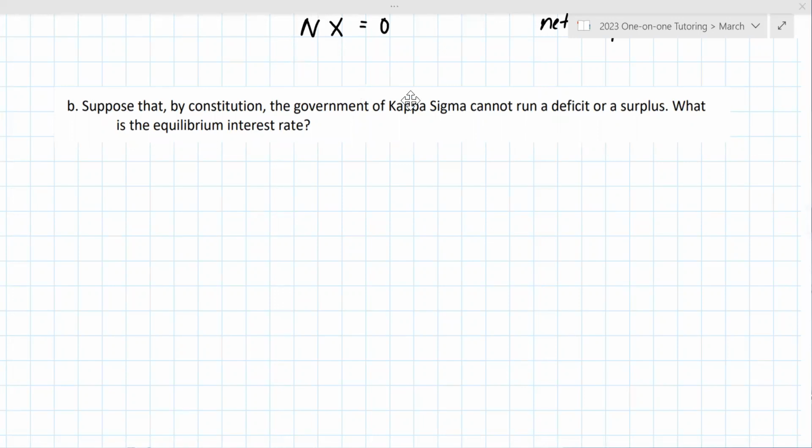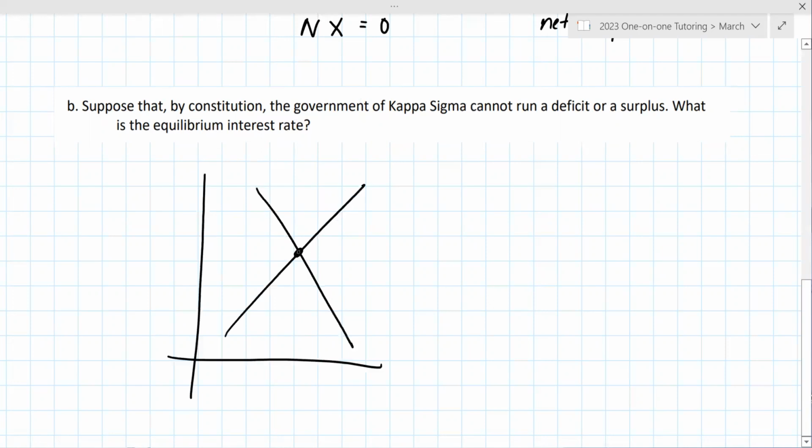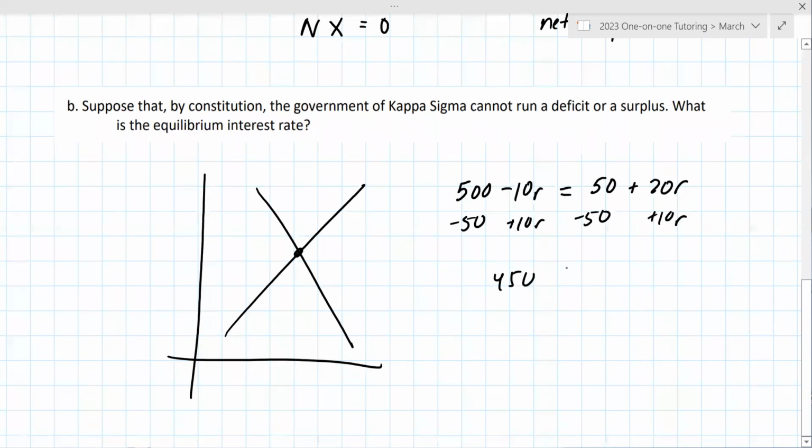So what is the equilibrium interest rate? Putting the two equations equal to each other, you're figuring out where that is. So it's 500 minus 10R equals 50 plus 20R. Subtract 50 from both sides, add 10R to both sides. 450 equals 30R, divide by 30. 15%.